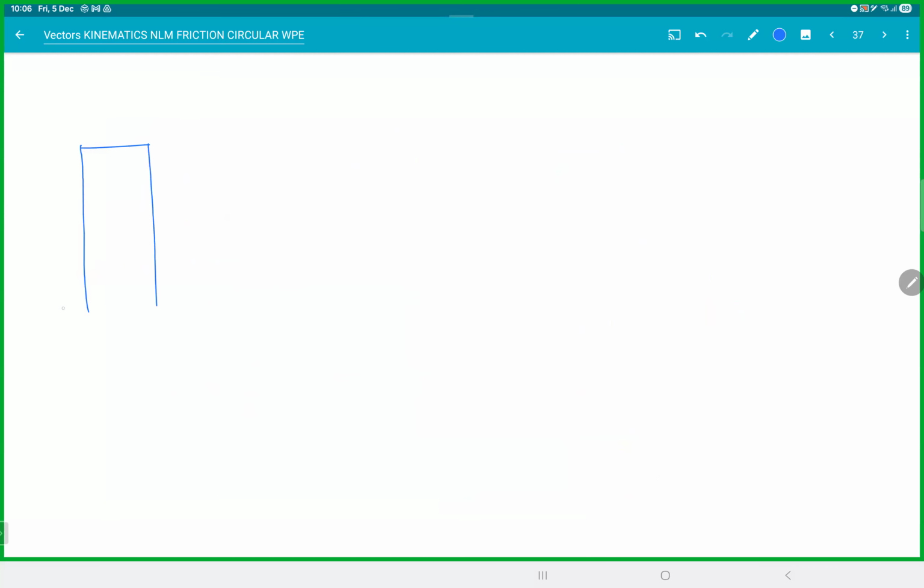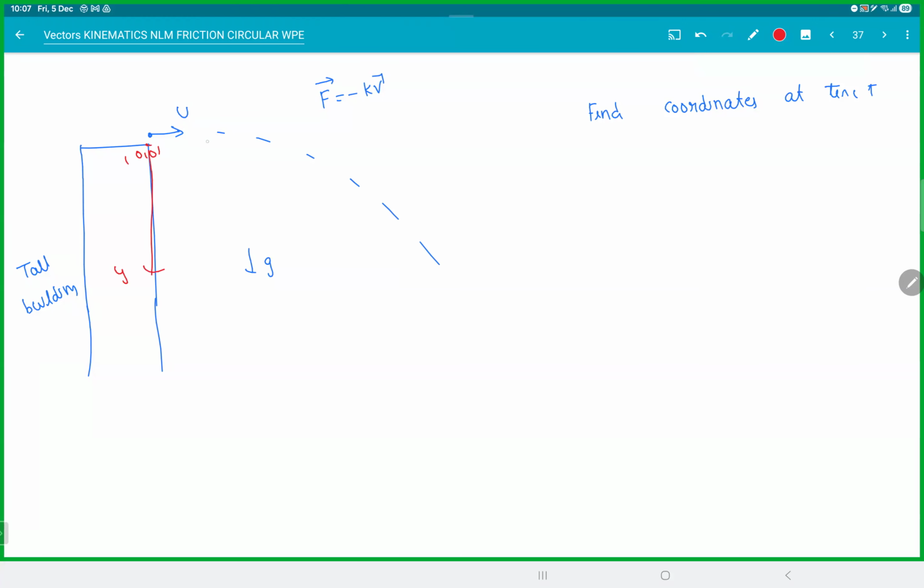Let's say we have a tall building. We have a particle projected horizontally with speed u, and we have an air resistance F equal to minus kV bar. Find x and y coordinate. For convenience here, you can take this point as origin, take this downward as y-axis, and that as x-axis.